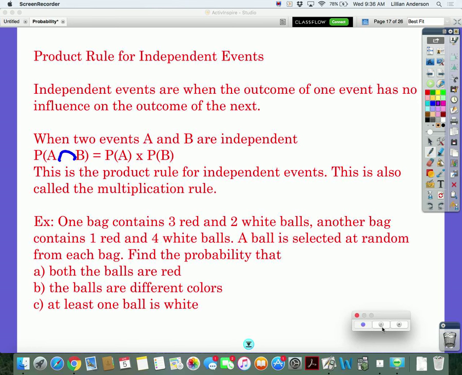So look at this example that we have. It says one bag contains 3 red and 2 white balls. Another bag contains 1 red and 4 white balls. Right now, we already know that when a ball is selected at random, these two are independent events. Just because we draw one ball out of the bag that has 3 red and 2 white, it has no effect on us drawing a ball from the other bag that has 1 red and 4 white. So these are independent events right here. Knowing that, we can use the product rule for reaching into bag one and pulling out a red ball?